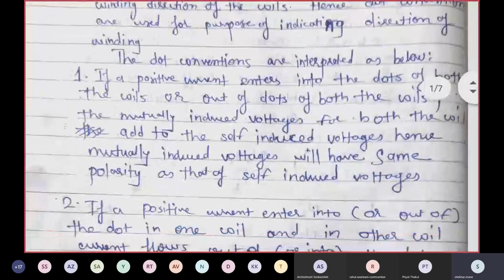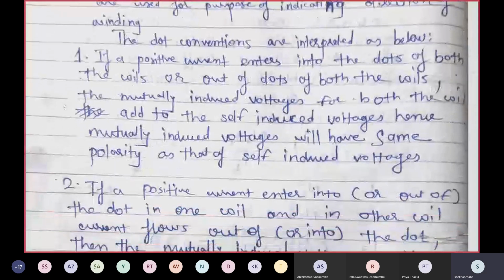Now see here, the dot conventions are interpreted as below. So if a positive current enters into the dots of both the coils or out of the dots of both the coils, the mutually induced voltages for both the coils add to the self-induced voltages. Hence, mutually induced voltages will have the same polarity as that of self-induced voltages.